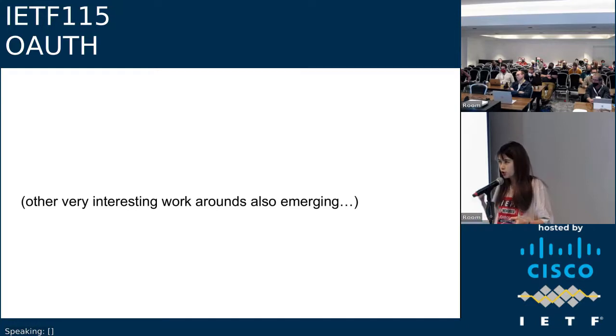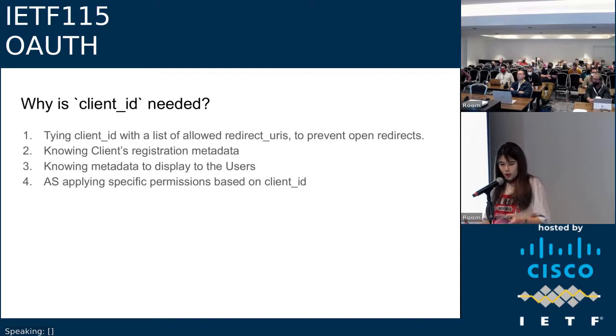So that's my actual motivation to bring it here, because I understand why it's happening, but I'm a bit scared that it's happening. So, going back to the two questions I posed in the beginning, you might disagree, or maybe I'm missing something, but there are probably four main reasons why client ID is actually needed, why it was in 6749.